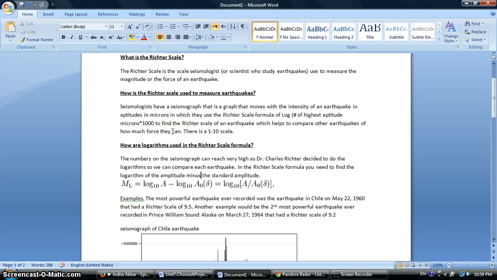Now some examples. The most powerful earthquake ever recorded was the earthquake in Chile on May 22nd, 1960. That had a Richter scale of 9.5. Another example was the second most powerful earthquake ever recorded, in Prince William Sound, Alaska on March 27th, 1964, that had a Richter scale of 9.2.